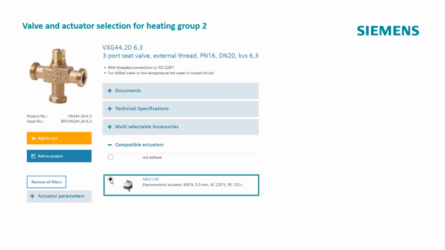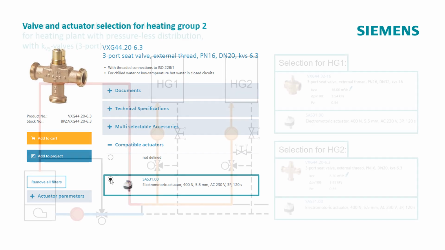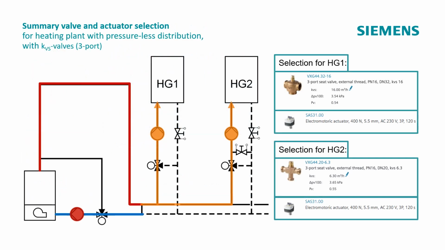Now the control valve and the actuator for heating group 2 are selected. They can also be added to the cart or a project. In summary, here are the selected valves and actuators for the heating groups 1 and 2.